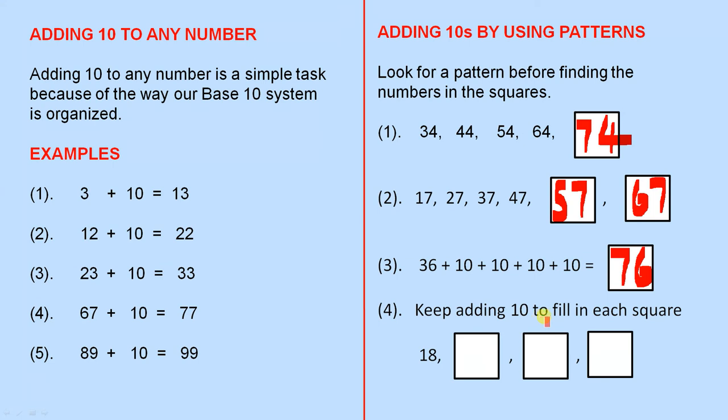Keep adding 10 to fill each square. So if we start off with 18, when you add 10, that gives you 28. If you add 10 to 28, that gives you 38. And if you add 10 to 38, that gives you 48. So this video has looked at base 10 numbers, and we've done some simple exercises. And because we work in the base 10 system, there are many patterns to follow, which makes our work a lot easier.